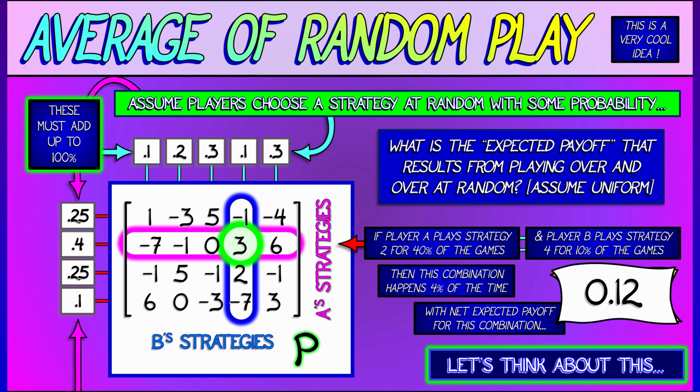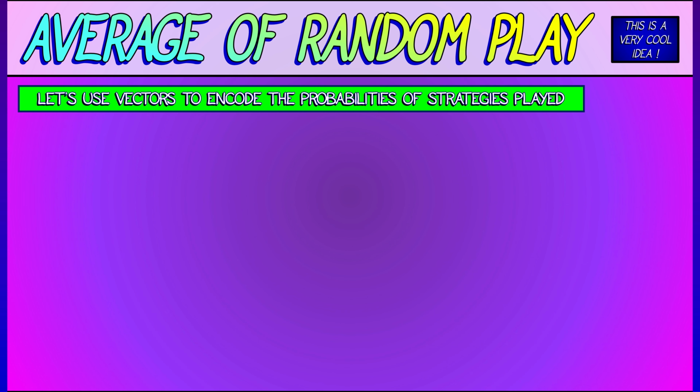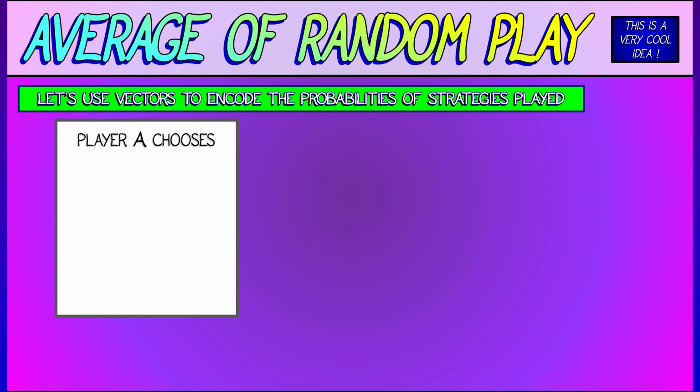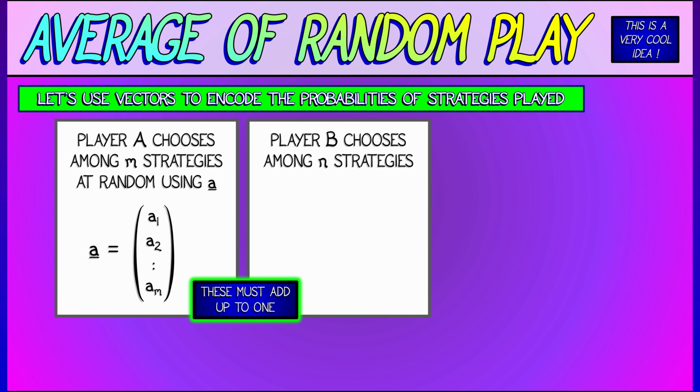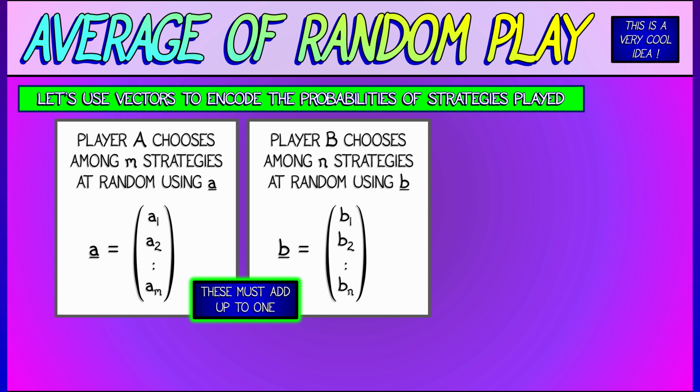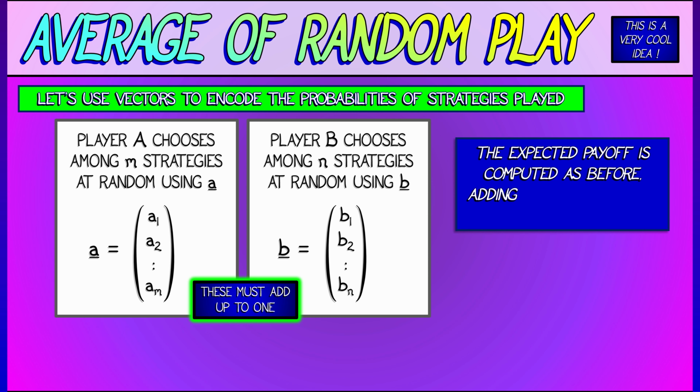This might seem complicated, but a little bit of linear algebra is going to help us out a lot. Let's use vectors to encode these probabilities for playing different strategies. So player A has a vector of probabilities for its m different strategies, A1, A2, A3, all the way up through Am. Now, we have to make sure that those numbers add up to 1. These are all numbers in between 0 and 1. Gotta add up to 1. That's player A. Player B does the same thing. Player B has n strategies and a vector of probabilities, B1, B2, all the way up through Bn, all those numbers adding up to 1.